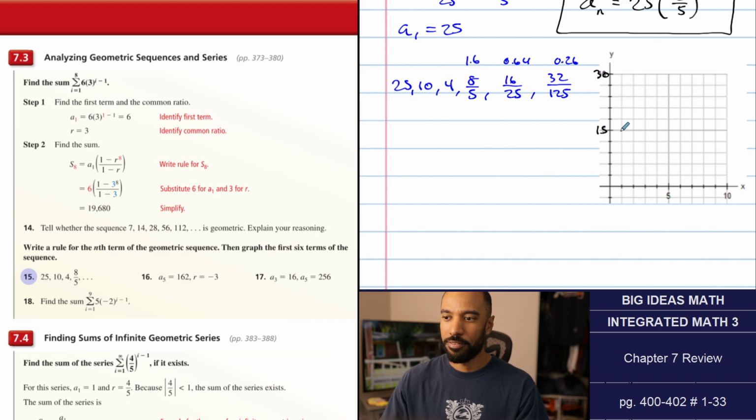So 25, this is 18, 21, 24, 27. So 25 is a third of the way from 24 to 27. That's the first term. 3, 6, 9, 10 is a third of the way from 9 to 12. 4 is a third of the way up from 3 in this instance, given the scale. 16 25ths is 0.64. At this point, 1 is a third of the way up from there.